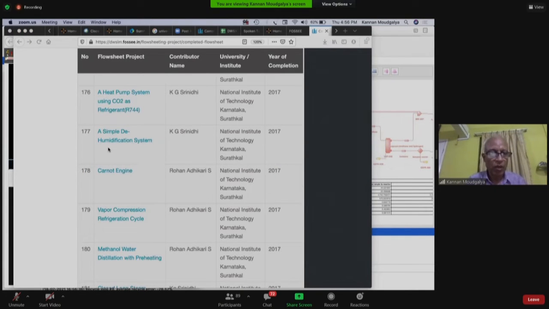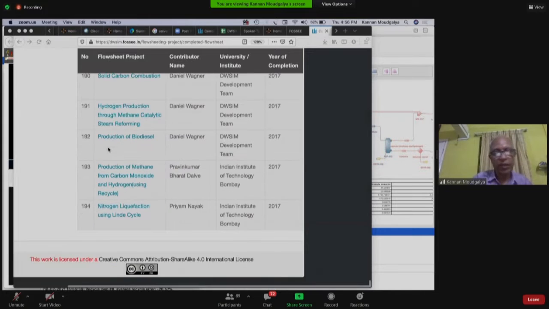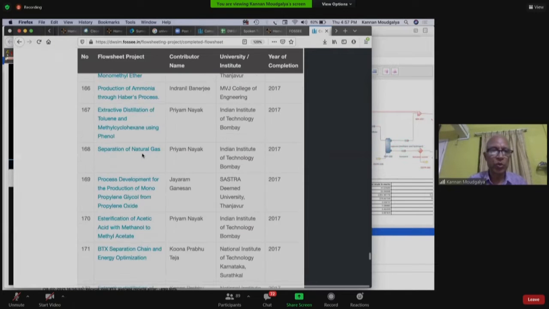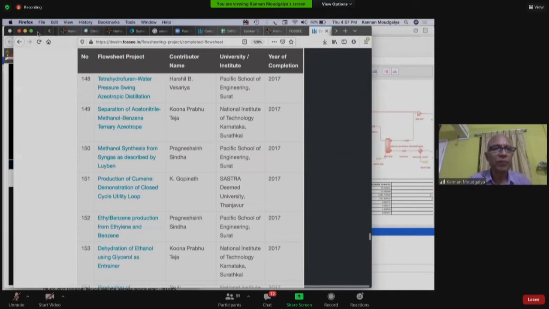So all the 194 flow sheets are here. If you click it, it'll come and give me a PDF file which summarizes this project, and the DWSIM code. Both are available. You can download and use that. Okay, all 194 are there.